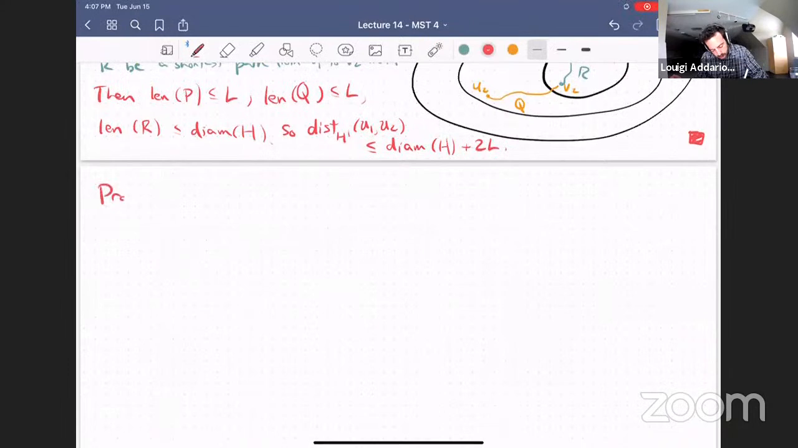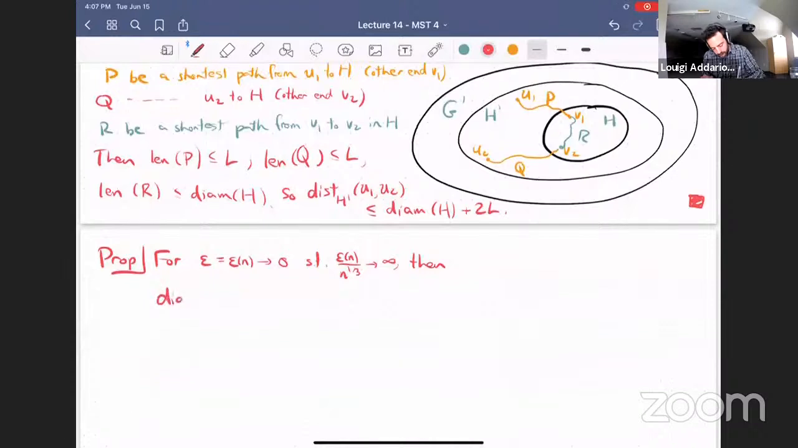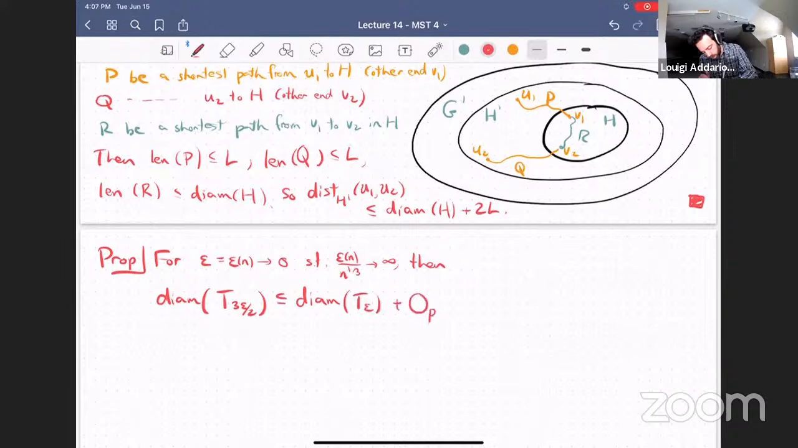Okay, so here's the proposition that's going to follow from that key lemma. So if we take some epsilon tending to 0, such that epsilon over n to the third tends to infinity, then the diameter of t, so 3 epsilon over 2, minus the diameter, well, let me write it the same way as in the lemma, is at most the diameter of t epsilon plus order log epsilon cubed n over epsilon.